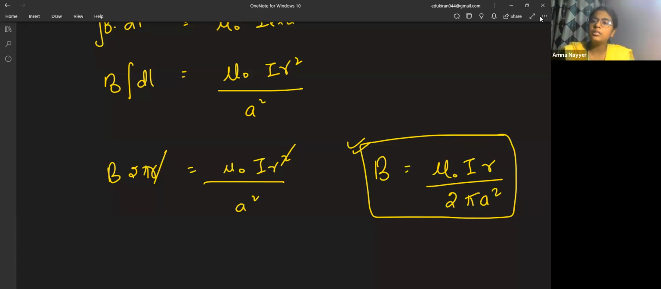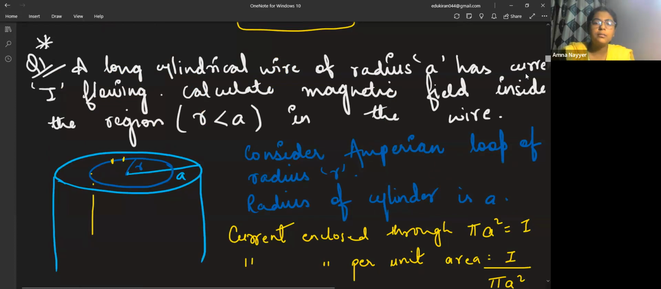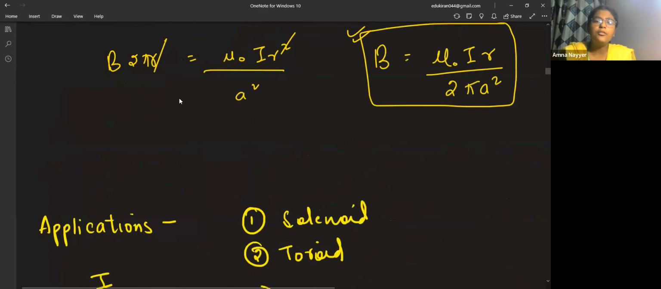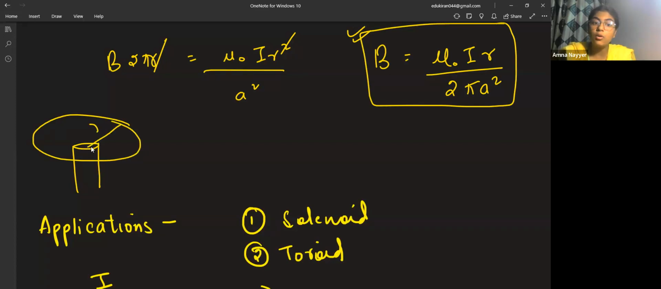Suppose this is given: in the following region, the magnetic field is inside the wire. Suppose it is given outside. Now for outside, it is very simple. Suppose this is your wire. An Amperian loop will be outside. Now small r will be greater than your A. This would be the case.